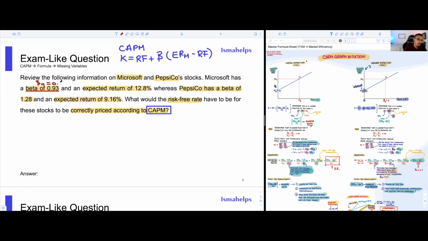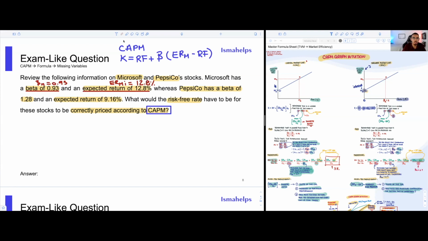So we understand that. That's amazing news. We know that the expected return on Microsoft is 12.8%. So we know ER for Microsoft, so I'm going to write MI, just for you not to mistake the two, is equal to 12.8%.